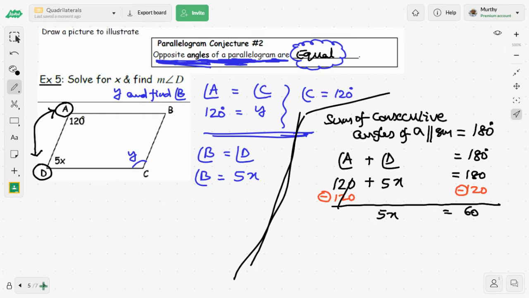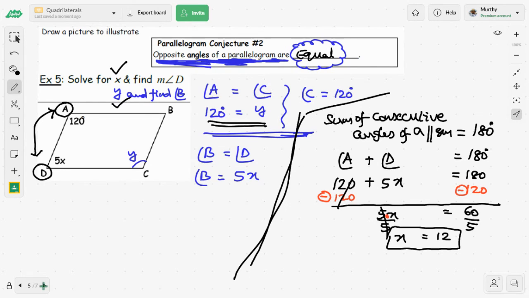Then 5 times x is 60. If there is no sign between 5 and x, there is an invisible multiplication. And the inverse operation of multiplication is division by 5 on both sides. Therefore, the value of x equals 60 divided by 5. That gives me the value of x is 12. Therefore, x is 12. So I found x and I found y.